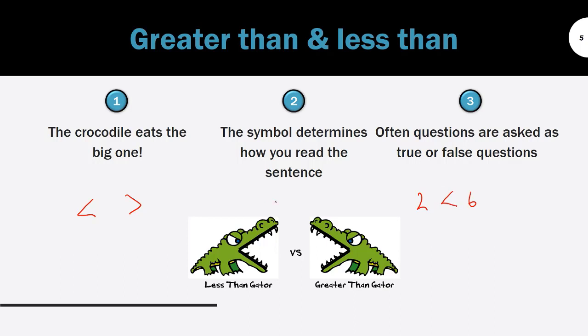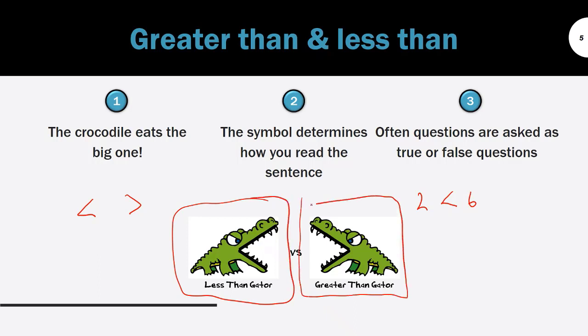I want to refer back to this little picture here, because this little picture is basically how you read these sentences. The crocodile, or in this instance, because obviously this is American, it says the gator, always eats the big one. So when we're reading a sentence and the crocodile is eating this one to the right, it means that 2 is less than 6. If I was to position my symbol this way, I would say that my first digit is greater than my second digit. Now, obviously, that makes this sentence incorrect.